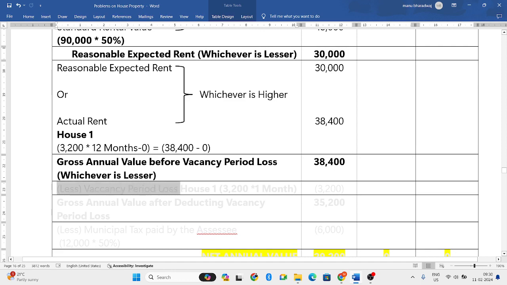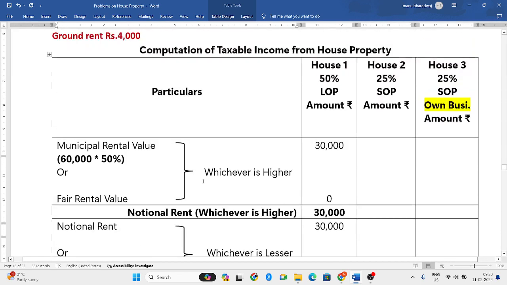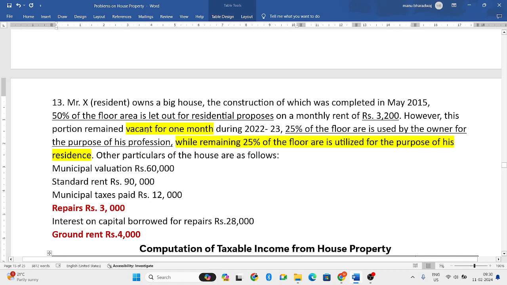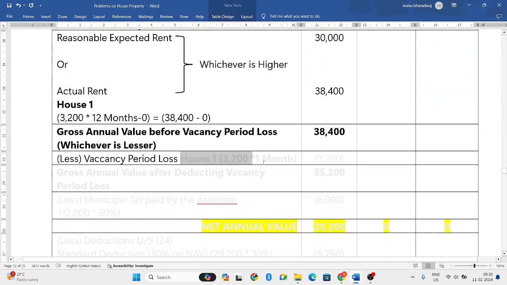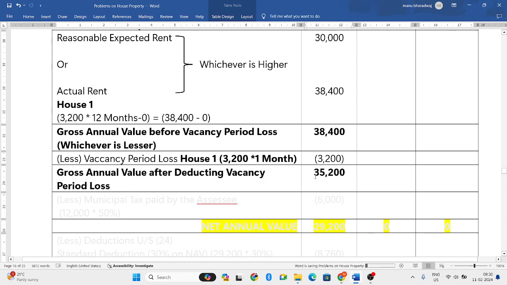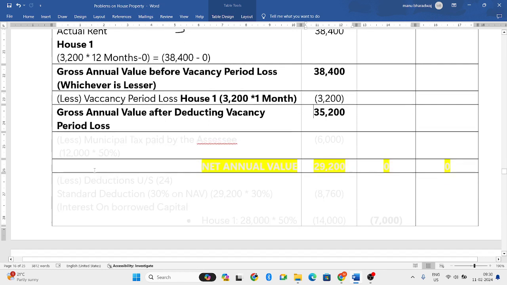From that, you have to subtract the vacancy period loss. They have told in the question that the house remained vacant for 1 month. So for house 1, 3,200 is the per month rent. So 3,200 into 1 month will be 3,200. That has to be subtracted. After deducting that, you will get 35,200. That 35,200 is the gross annual value after deducting vacancy period loss.